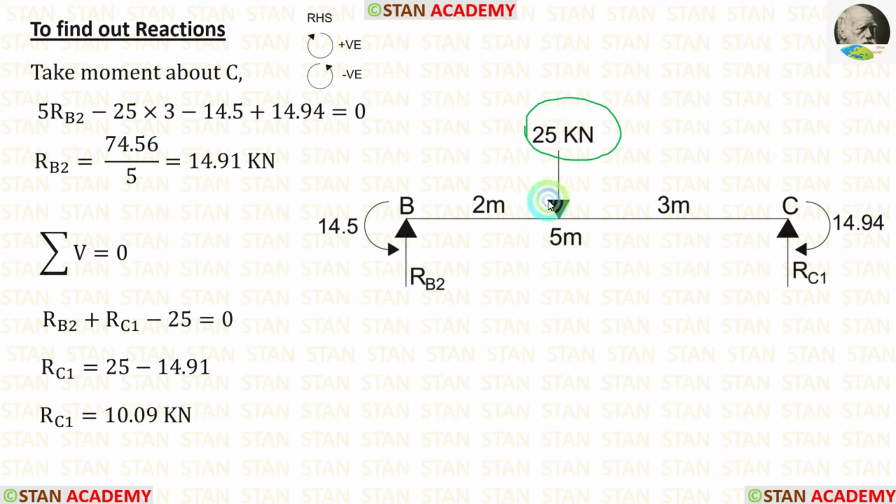The point load 25 kilonewton is acting towards the point C in the anticlockwise direction, so it will be negative and the distance is 3 meter. So minus 25 into 3. Then we are having two moments. 14.5 is acting in the anticlockwise direction, so it will be negative. 14.94 is acting in the clockwise direction, so it will be positive. Finally, we are getting RB2 is equal to 14.91 kilonewton. By applying the rule, summation of vertical forces is equal to 0, we can calculate RC1, which is equal to 10.09 kilonewton.